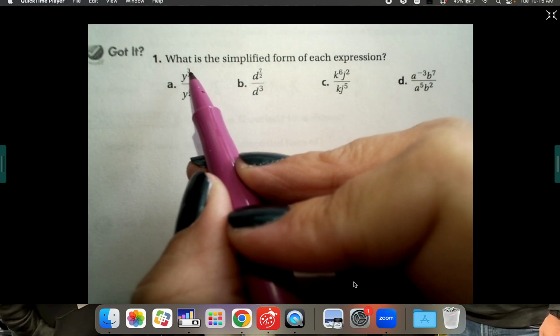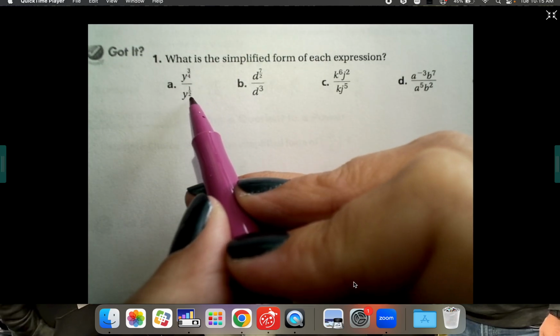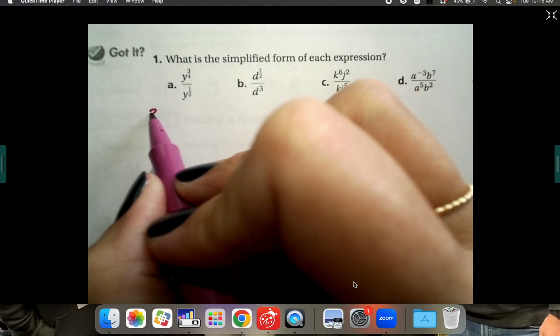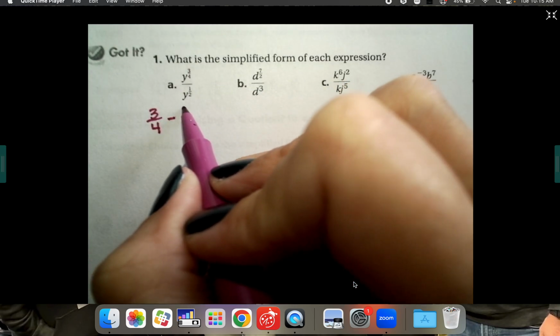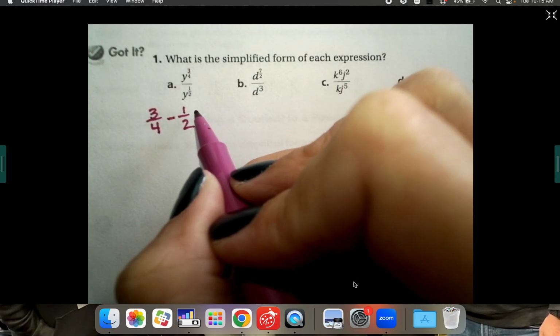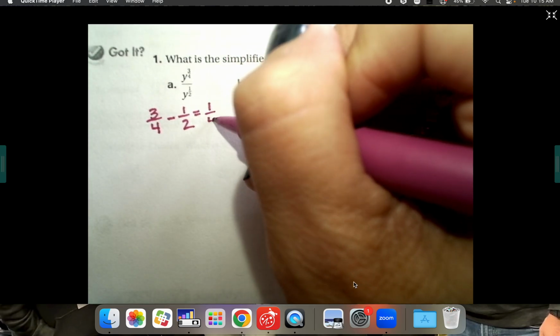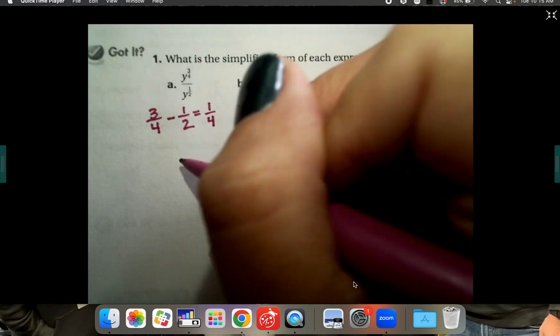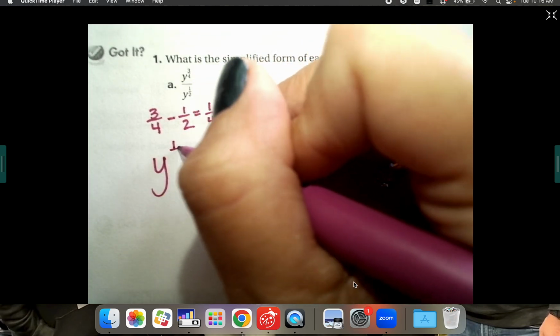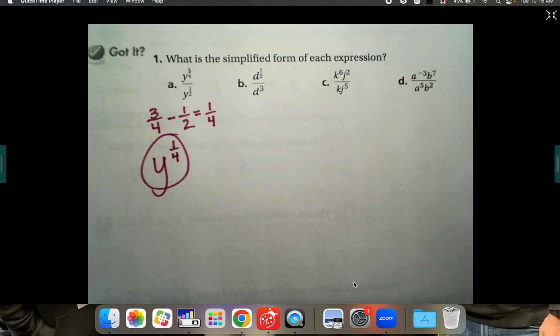So y to the 3/4 divided by y to the 1/2, you're just going to take 3/4 and subtract 1/2 since we're dividing. And I would put that in your calculator, but you're going to end up getting 1/4 once you put it in your calculator correctly. So our final answer is y to the 1/4 power.